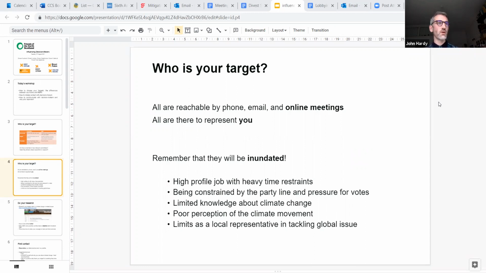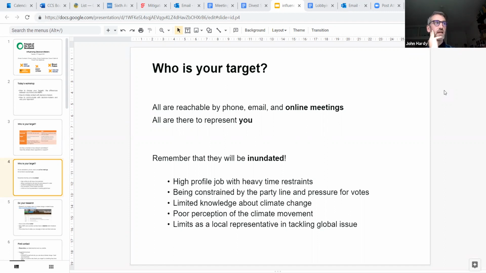So they'll be getting contacted every day from lots of different campaigns, from their own constituents about fixing potholes in the roads or sorting out the bin collections, and they may not answer straight away to one email or one phone call. So if they don't, it's always worth just trying again and following up all the time.